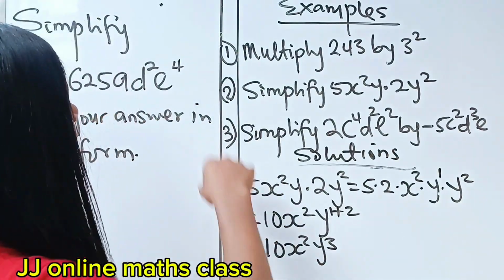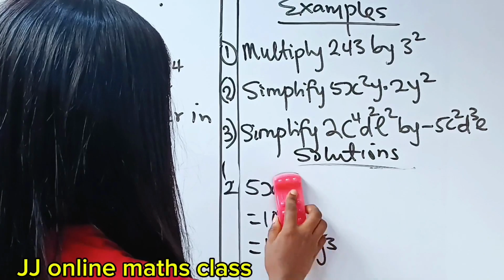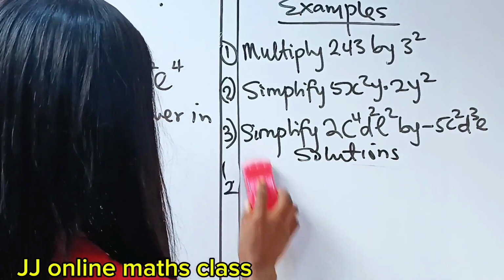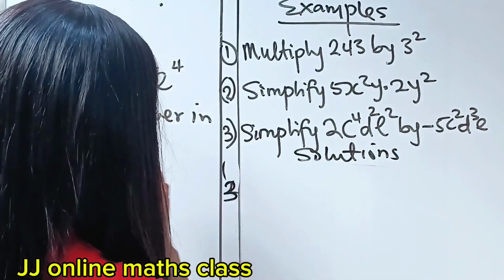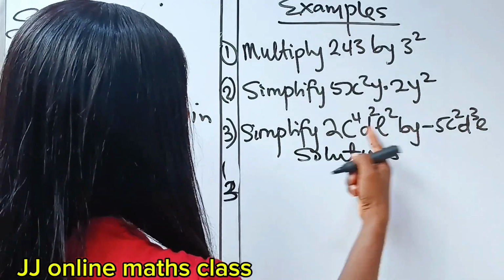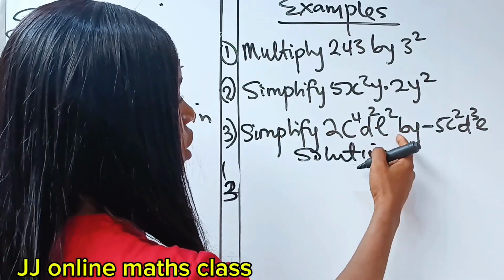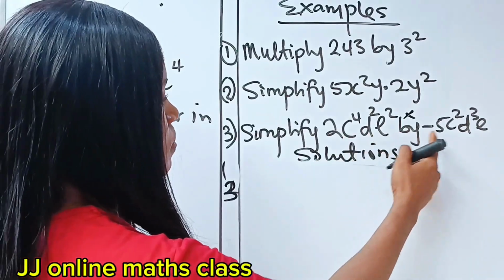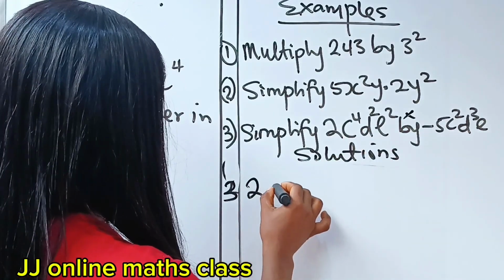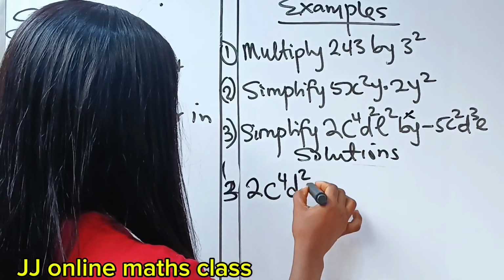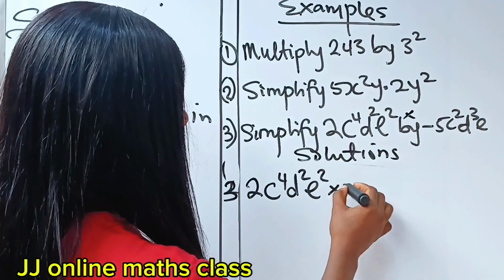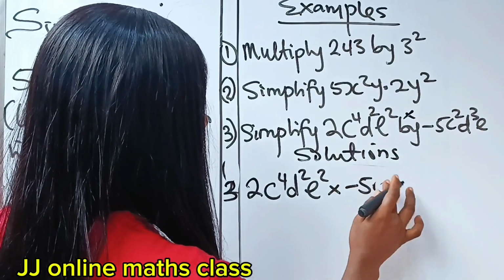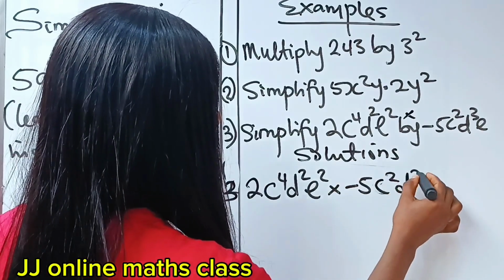All right, now let's solve the third one. The third one says number 3, simplify this multiplication. So this multiplied by this, that is 2c to the power of 4 d squared e squared multiplied by minus 5c squared d to the power of 3 e.